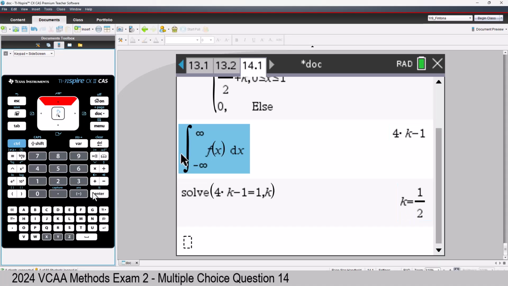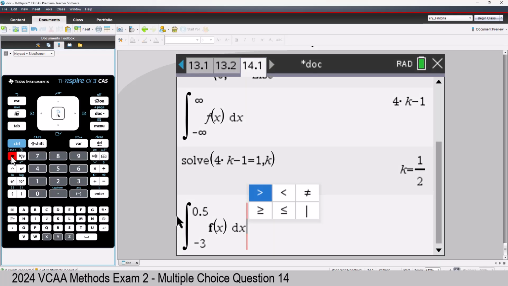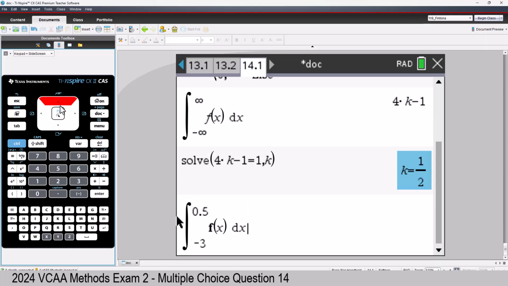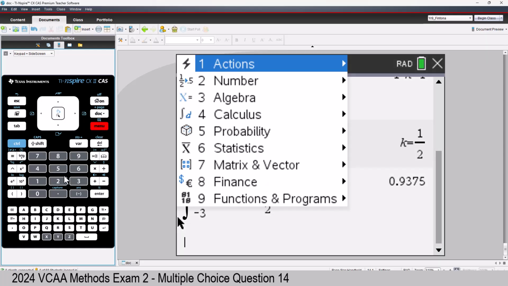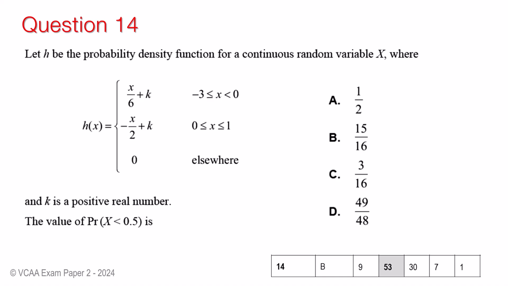Now we can calculate the integral from -3 to 0.5, and we get a probability of 0.9375, which we can convert to a fraction, which aligns to option B.